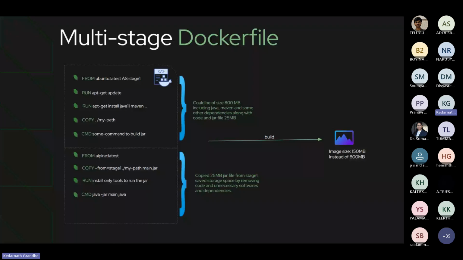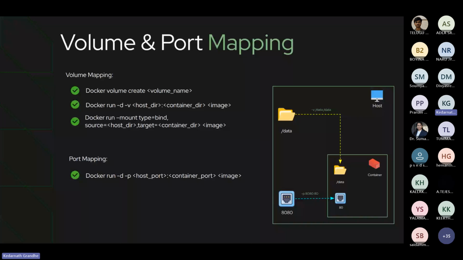Okay, so volume and port mapping. As I said before, you can map a folder using the -v option, and you can map a port also using the -p option. We have already seen this in the demo. These are the commands. The docker volume create command will create a Docker volume folder inside the host system, and you can map that volume using this -v option.